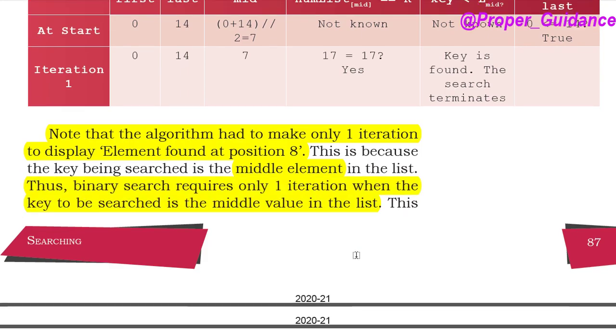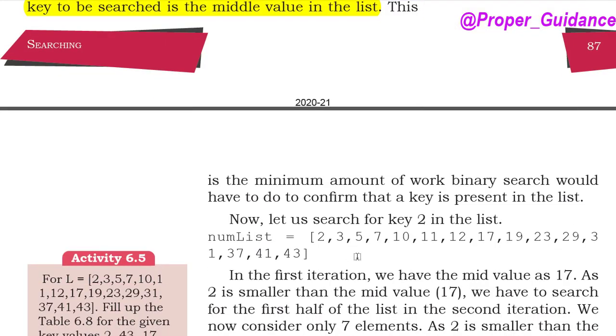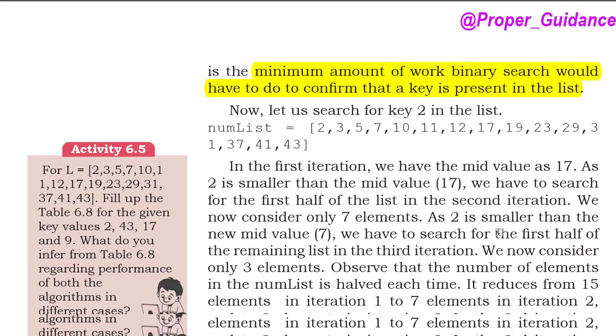The key is the middle value in the list. So this is the minimum amount of work binary search would have to do to confirm that a key is present in the list. Now let us search for key 2 in the list.